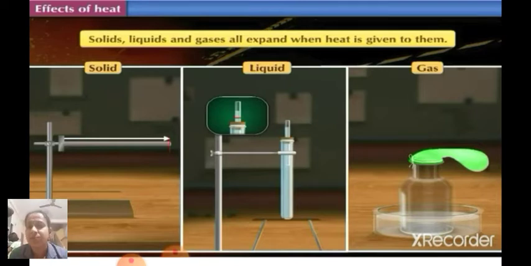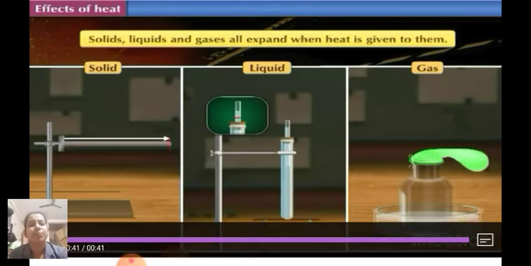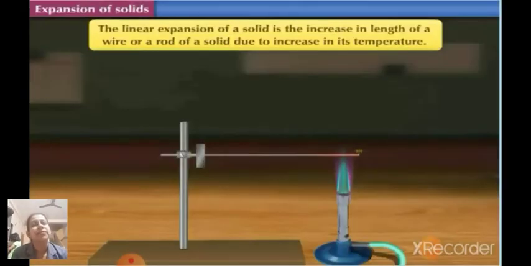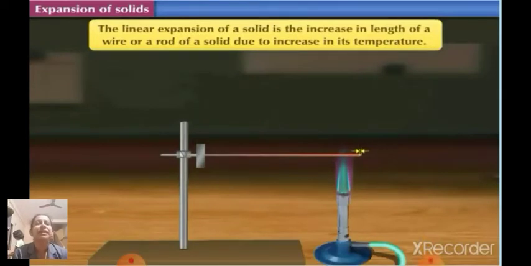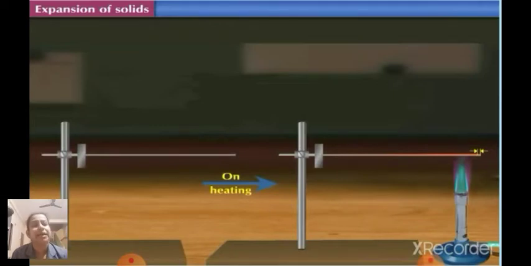So based on this property only we shall learn about the first one, that is expansion of solids today. Okay, so let's see how expansion of solid takes place. Fine. So the first one is the linear expansion of solids. Now what happens is that when any solid substance is heated, you'll find that there is linear expansion of the solid, that is, the length of a wire or a rod of the solid increases.